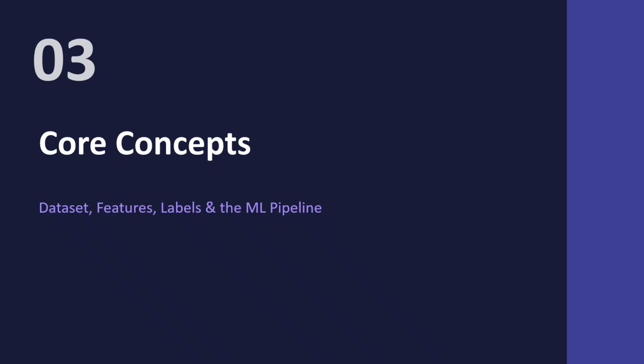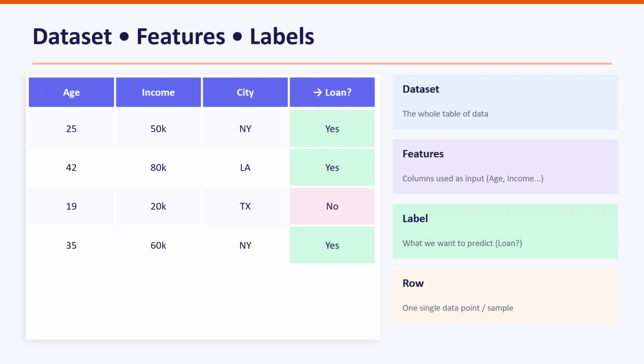Now let's build your ML vocabulary. Section 3, Core Concepts, Datasets, Features, Labels, and the ML Pipeline. Let's understand the key terms using a real example, predicting whether a bank should approve a loan. The entire table of data we are working with, all the rows and columns, that's called the dataset. Each column that we use as input like age, income, and city, those are called features. They are the variables we feed into the model.